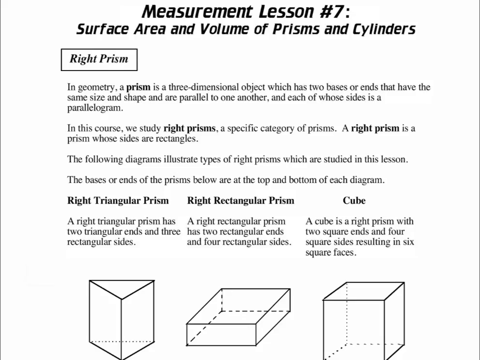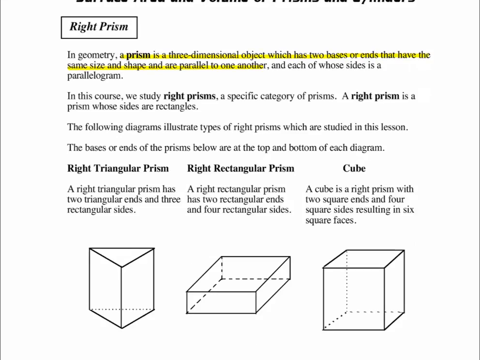So a prism, what's a prism? Well, luckily, they define it for us. A three-dimensional object which has two bases or ends that have the same size and shape and are parallel to one another, and each of whose sides is a parallelogram.